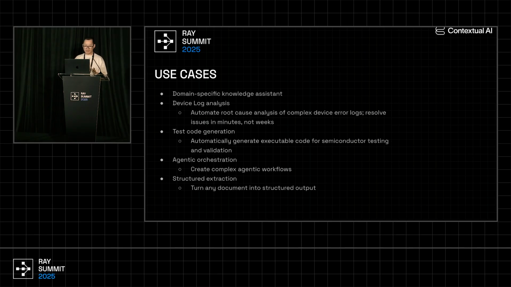The third one is that we can also generate test code. This is especially critical for semiconductor testing and validation. Also, right now a lot of workflows are dynamic and very complex, so we have dynamic agent orchestration there. A lot of enterprises and businesses want structured output, so we can turn any document into structured output.